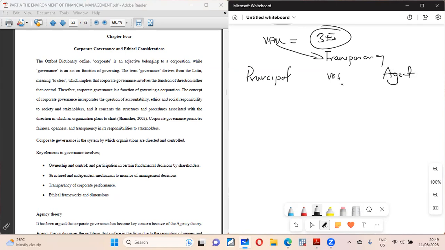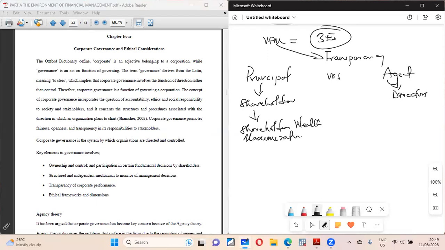Like I've explained already, we have the principals being the shareholders. And they want shareholder wealth maximization. Is that not it? So that is what they want. Then we have the agent. The agents are the directors who are running the company. Please, most of the time, you people say management, but companies are run by directors, all right? Okay, so take note of that.